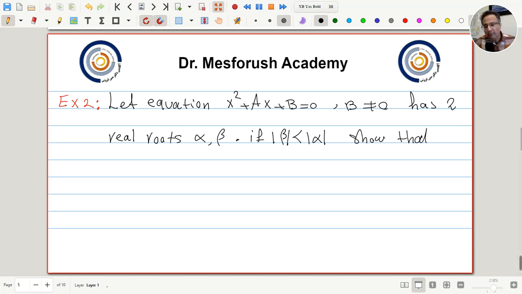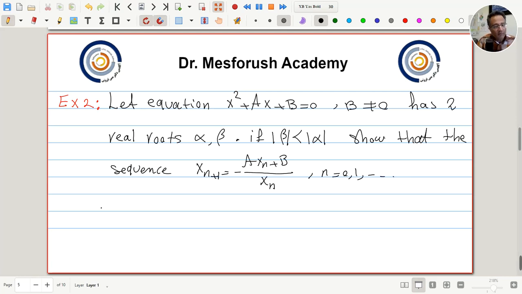Show that the sequence x_{n+1} equal to minus (a x_n plus b) over x_n, for n equal to 0, 1, and so on, converges to alpha. Okay.